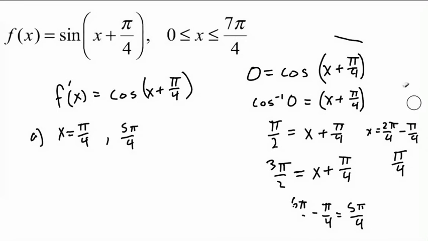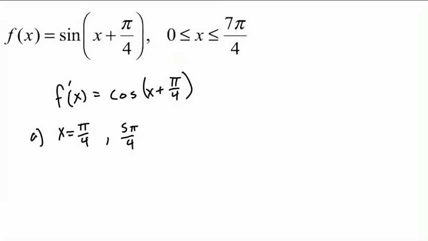So I'm going to get rid of all this. The next part is where the derivative is undefined, but it's going to be defined everywhere because it's cosine, so that's not going to have anything. And then the last place I need to check is my bounds. So I need to check x equals 0 and 7 pi fourths.